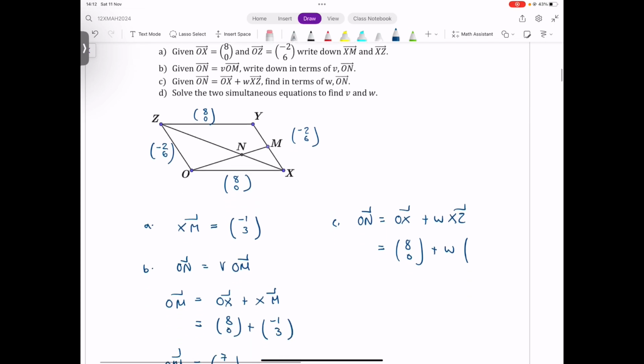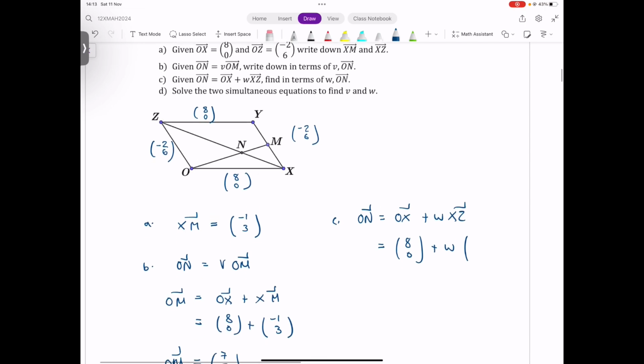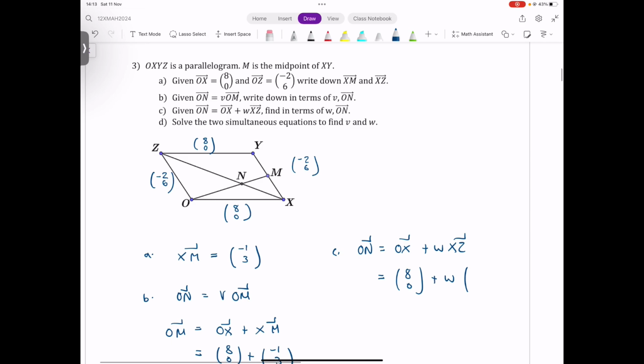we've actually already found out what XZ is. We found that out in a previous part, which I actually forgot to do. So XZ we didn't do, which was up here. So we might do that now. XZ, just from part A still, is going to equal the vector ZO minus the vector XO. So that will get us the vector (-10, 6).